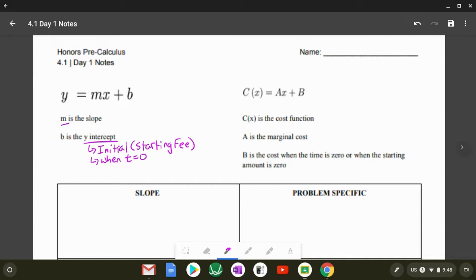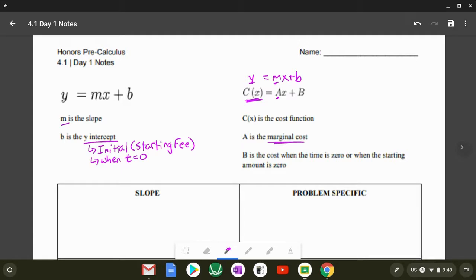So on the right side, we notice c of x. This is just the function notation of the same thing. If I wrote right above it, y equals mx plus b, right? Or y equals mx plus lowercase b. Essentially, this is the same thing where c of x is just the cost. That is the y value. Again, a would be our slope. So c of x is the cost function. A is the marginal cost.